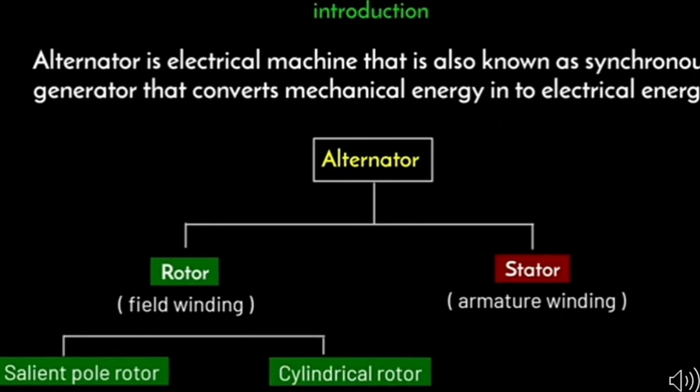Alternator has two main parts, one is rotor and one is stator. Rotor is the rotating part and stator is the stationary part. Rotor has field winding and stator has armature winding. The rotor consists of two types, salient pole rotor and cylindrical rotor.